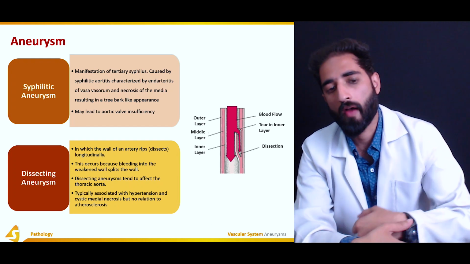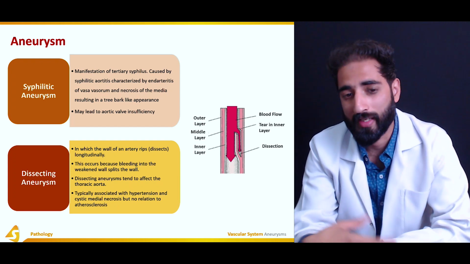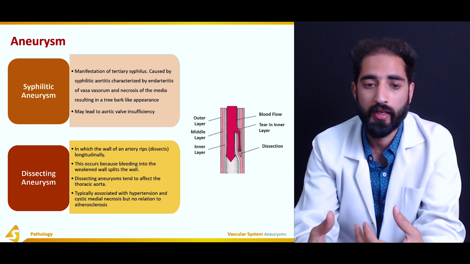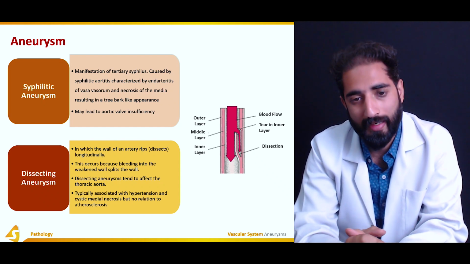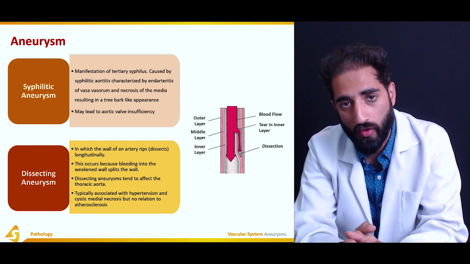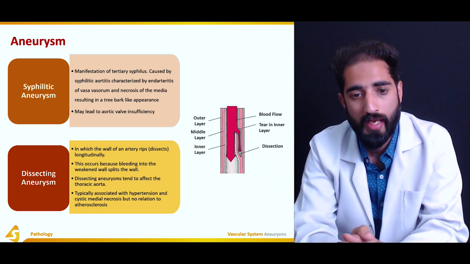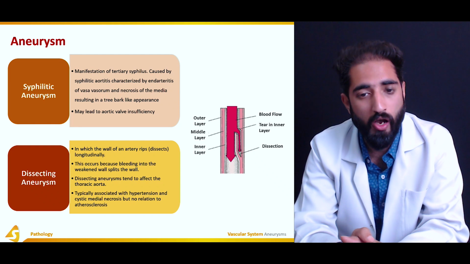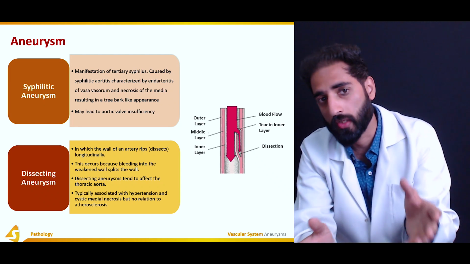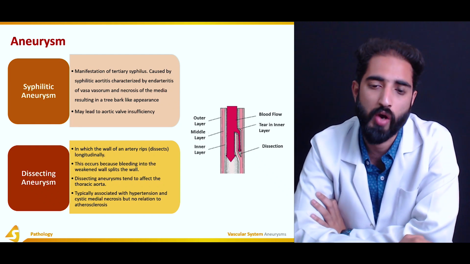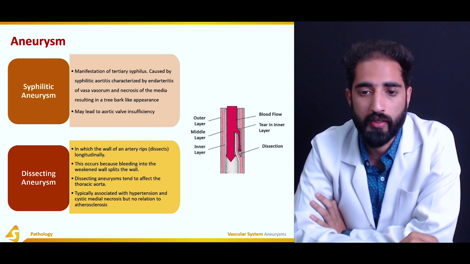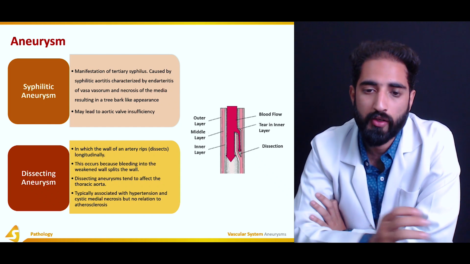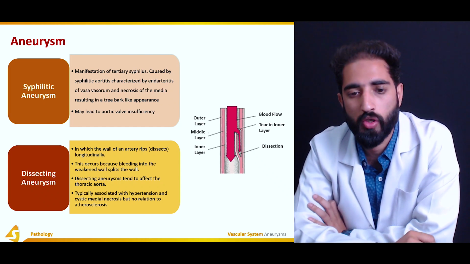Next, we have the syphilitic aneurysm. It is caused by bacterial infection and is a manifestation of tertiary syphilis, caused by syphilitic aortitis, which is the inflammation of the aorta secondary to syphilis, characterized by endarteritis of the vasa vasorum and necrosis of the media, or tunica media, resulting in a tree bark-like appearance.